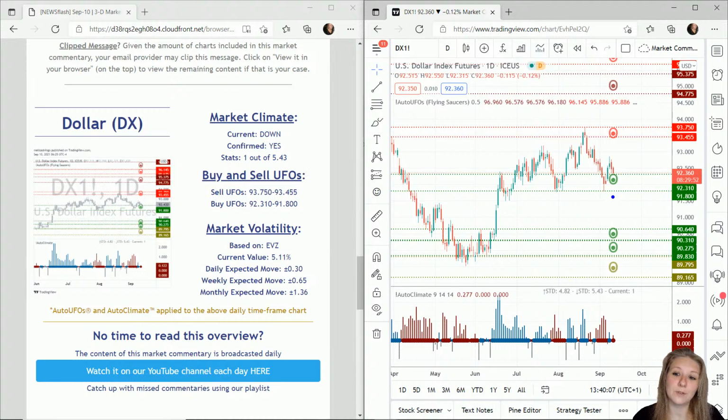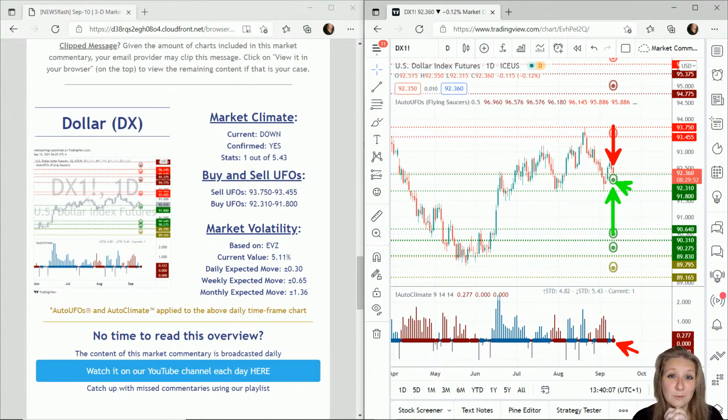But we also have buy orders right beneath us at 92.31 to 91.8. We have sell orders a little way above us at 93.75 to 93.455. So basically what we have is buying pressure underneath us and selling pressure above us. We have sellers coming from the climate and we have buyers coming from the UFO. So we've got buying and selling going on pretty much at the same price.